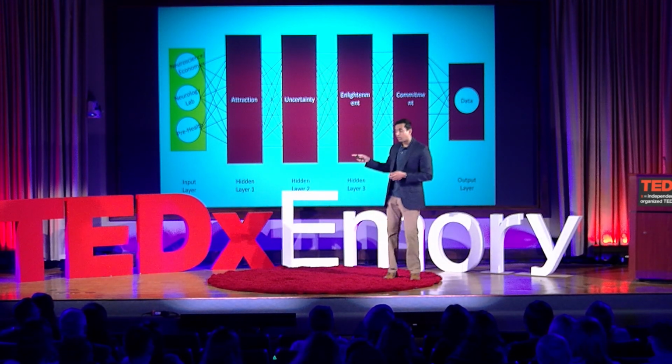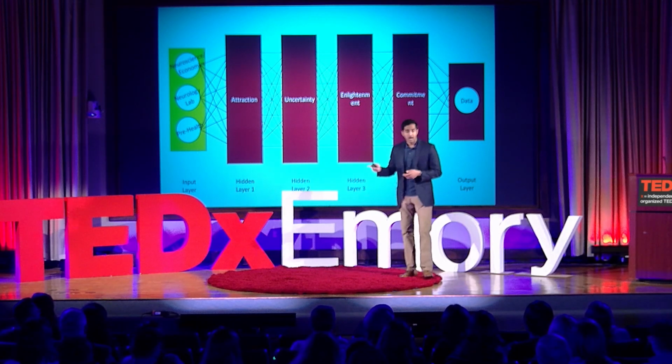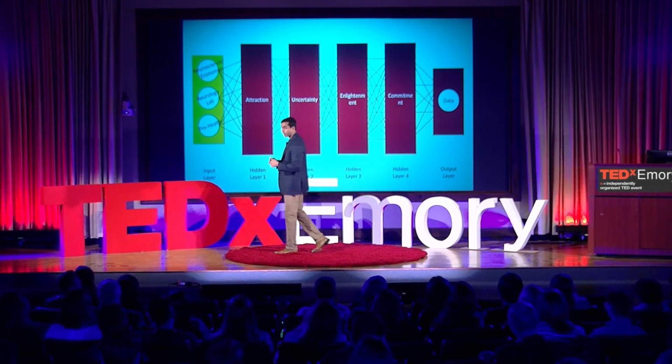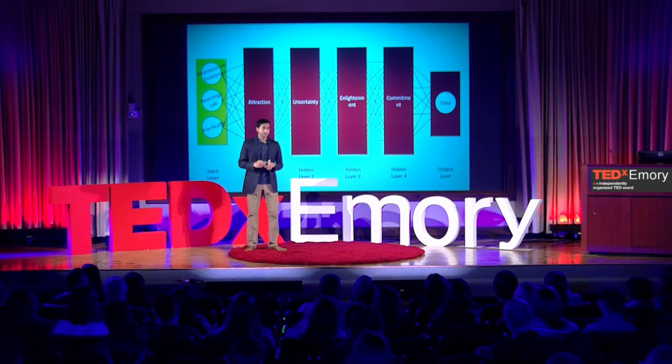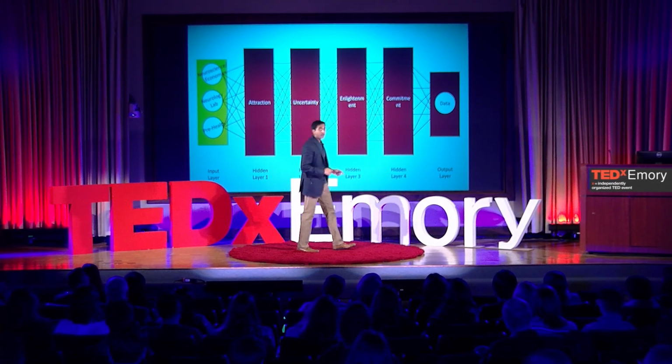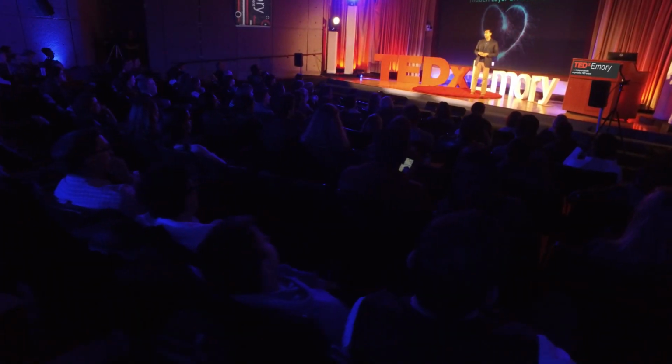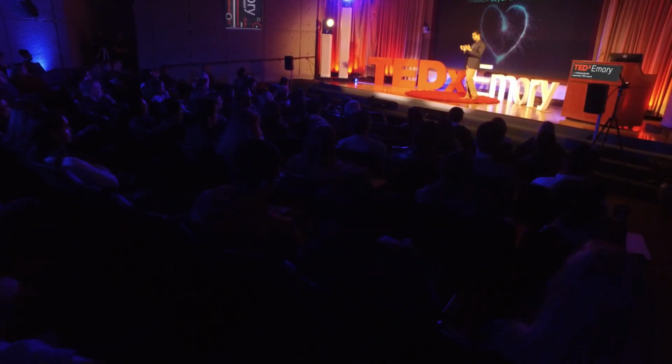As we explore each of these hidden layers, I want to use the stages of dating as a framework to uncover how this love affair emerged and grew stronger over the past few years. So our first hidden layer is attraction. This is when you first lay eyes on her, right? This is when your heart starts to beat a little faster and you get those butterflies in your stomach.